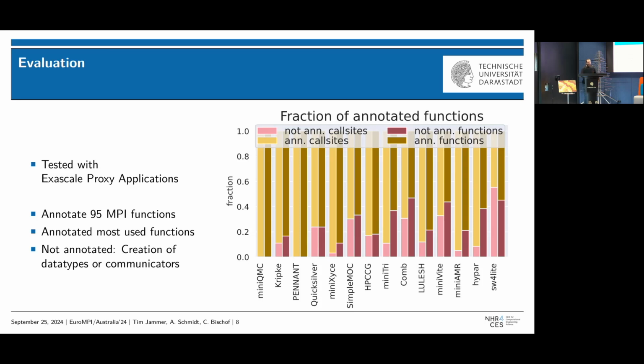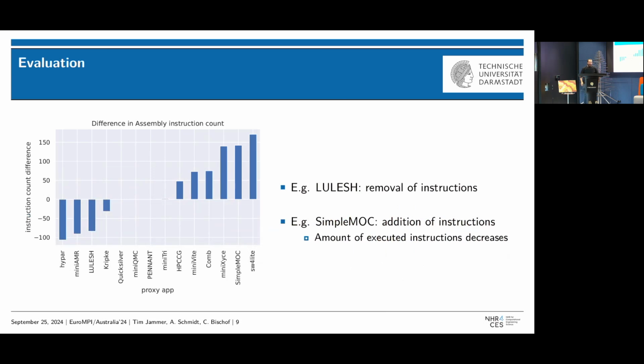So we tested with some exascale proxy applications. And here you see in the figure that most of the MPI calls for most of the mini apps that we tested were actually annotated. So the question now is, what effect does it have? Does it influence the code generation of those mini apps? So there are some differences in assembly instruction count, meaning that there are differences in the assembly code. I will show you an example in a minute.